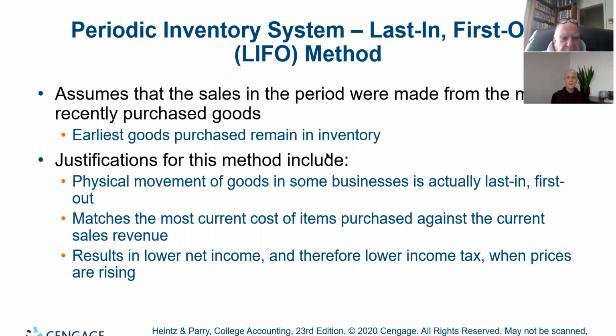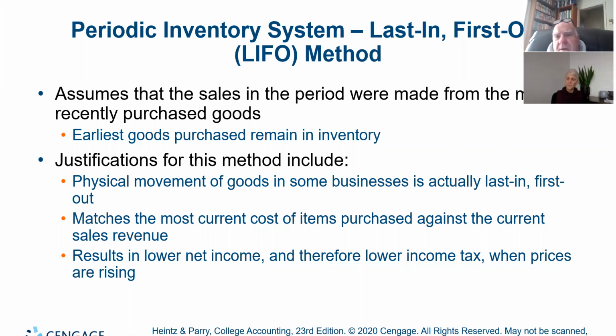Periodically, last in, first out. It does match the most current cost of items against the current sales. It results in lower net income. Remember, under these 4 methods, you're going to end up with 4 different net incomes. FIFO will give you a higher net income than LIFO. FIFO gives you a higher net income because, Lori, you are selling the lower costed goods first.